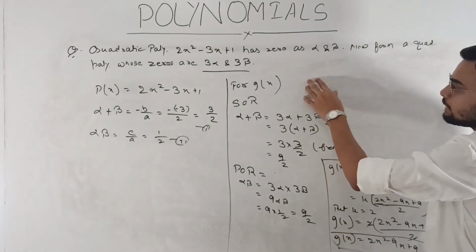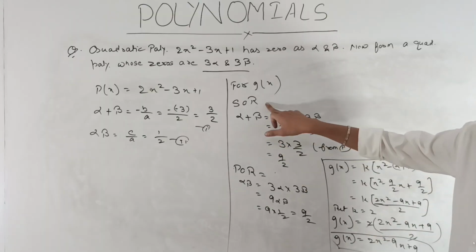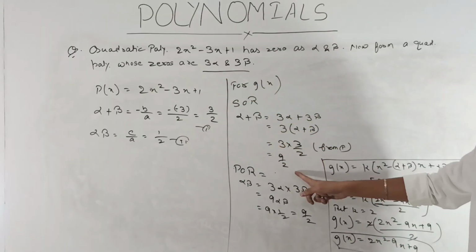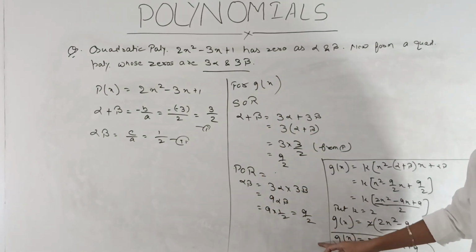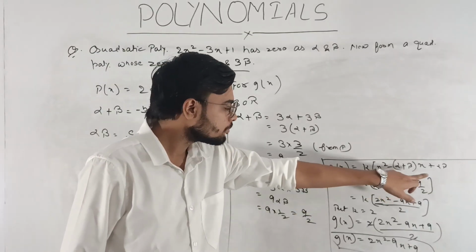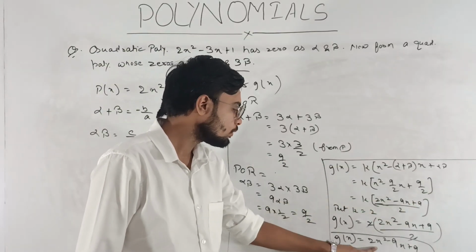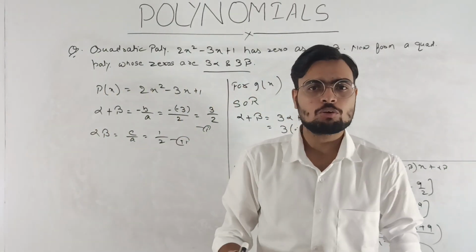Now for polynomial g(x), which we have to find, we find SOR, the sum of roots. Roots are given. From the roots we find SOR as 9 upon 2. From the roots, POR, the product of roots, is 9 upon 2 again. Now put these two in the formula: alpha plus beta x plus alpha beta, 9 upon 2 x plus 9 upon 2. After calculating this, I get the polynomial 2x square minus 9x plus 9. Okay. Now our chapter polynomial is over.